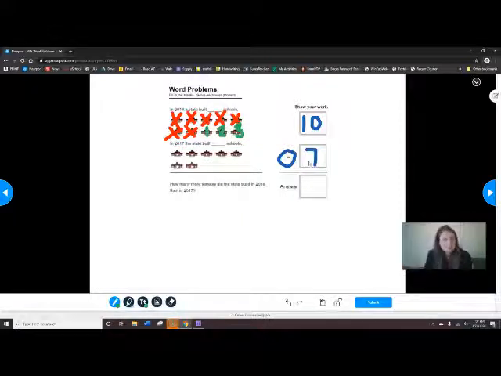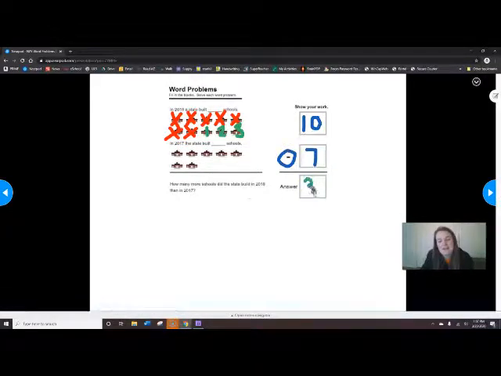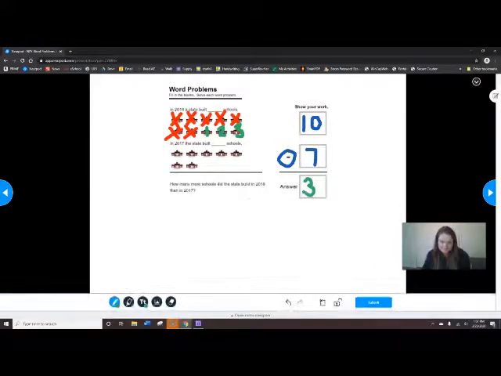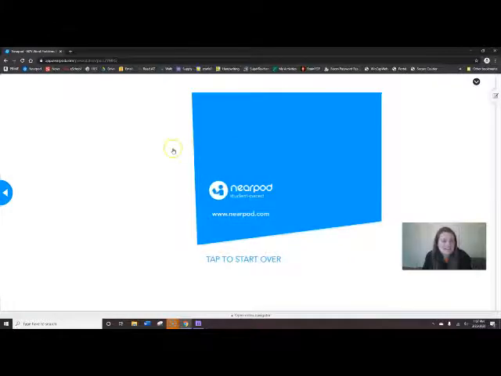You don't need to have the cubes like we have at school. You can figure out other things that you can use if you want to use objects to count. So how many more schools did the state build in 2018 than 2017? The answer we found is 3. When you're done, you hit submit. And that's it. So we did 1 addition problem and 1 subtraction problem for today. Good job.